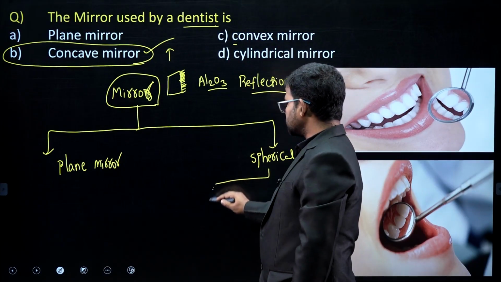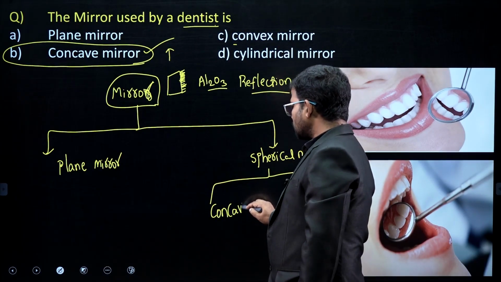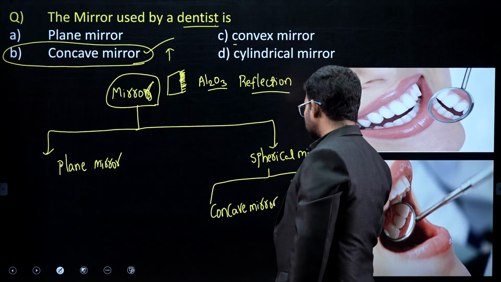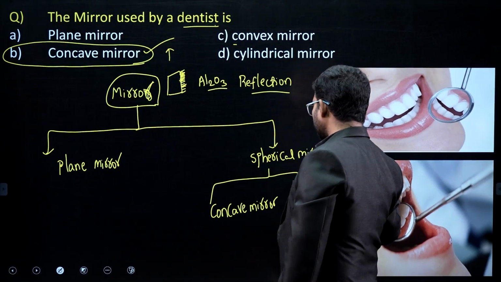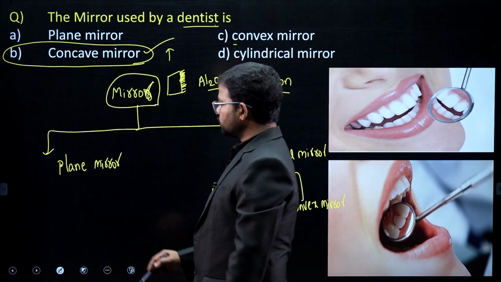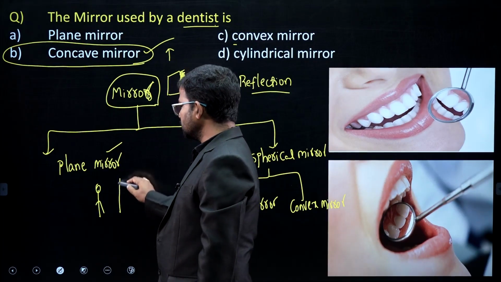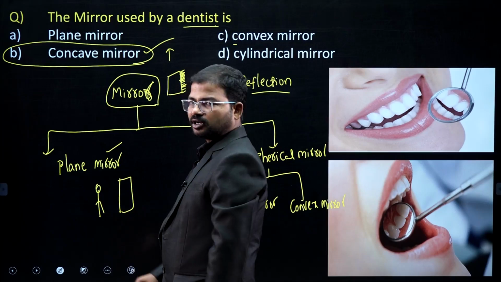Spherical mirrors can again be classified into two types. One is the concave mirror. The second is the convex mirror. In a plane mirror, guys, to get the complete image, we have to consider half of the image of this object.